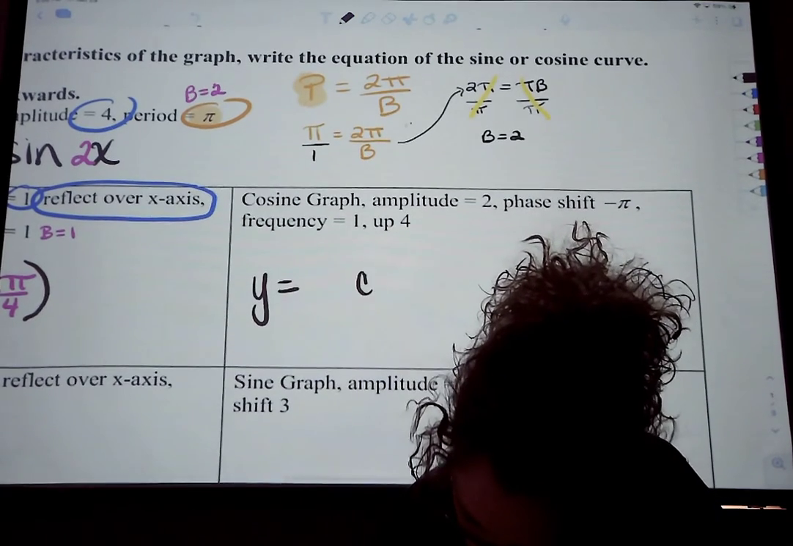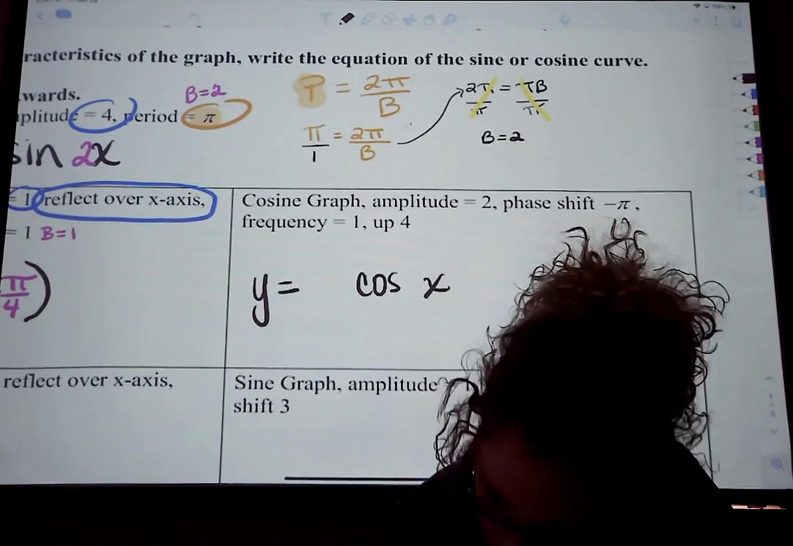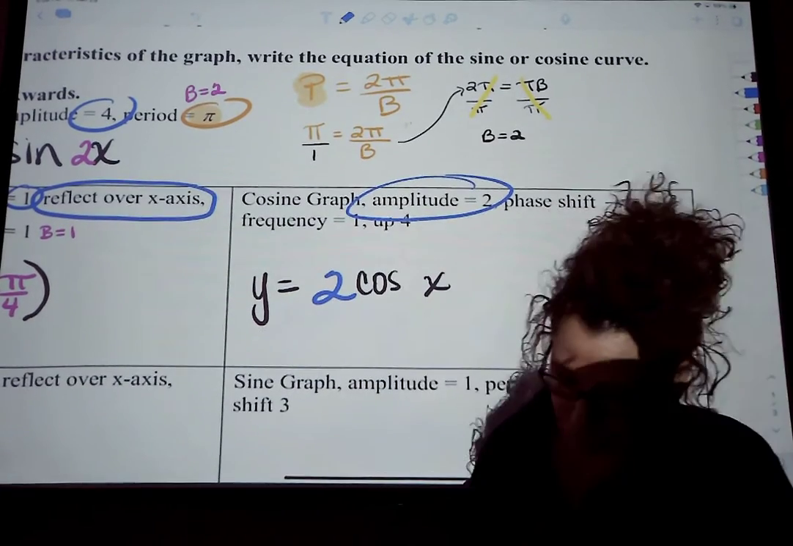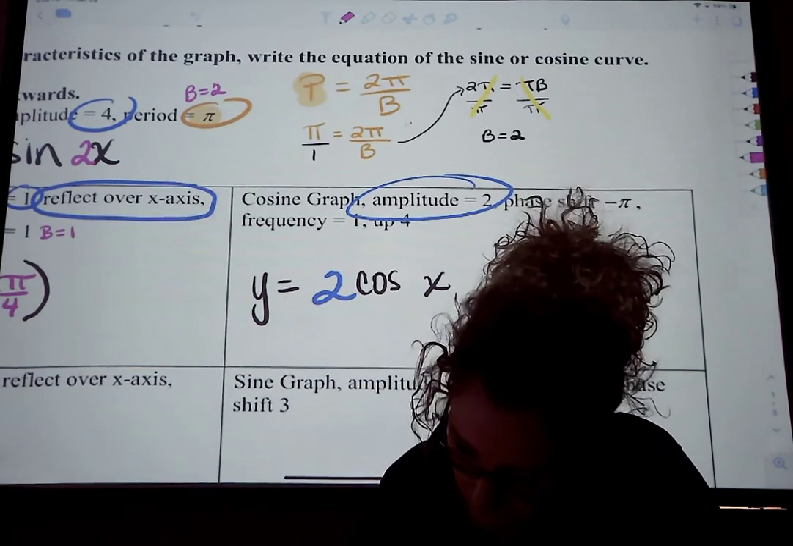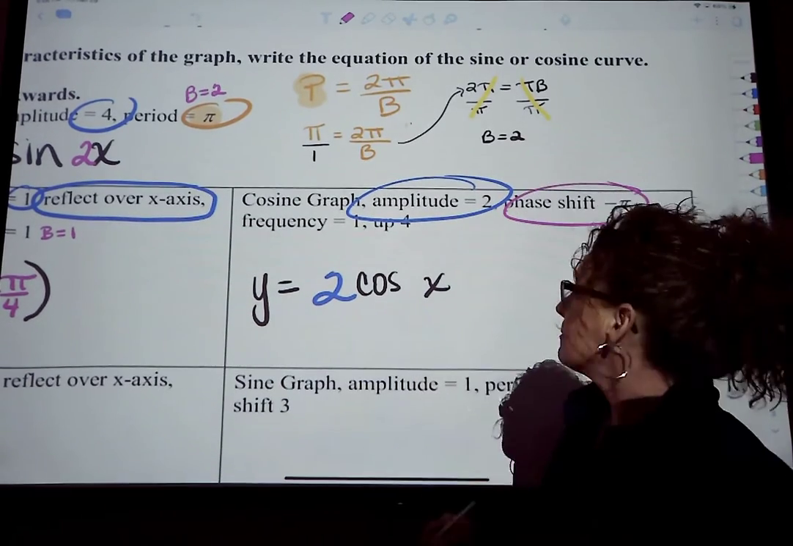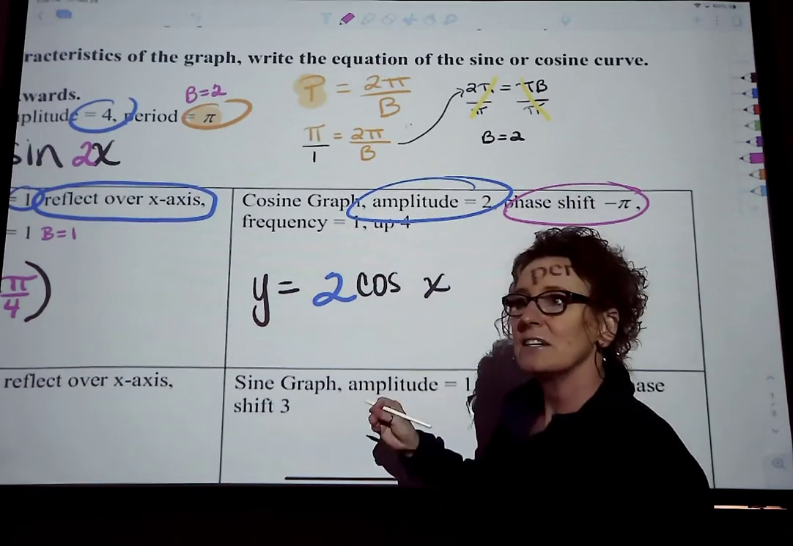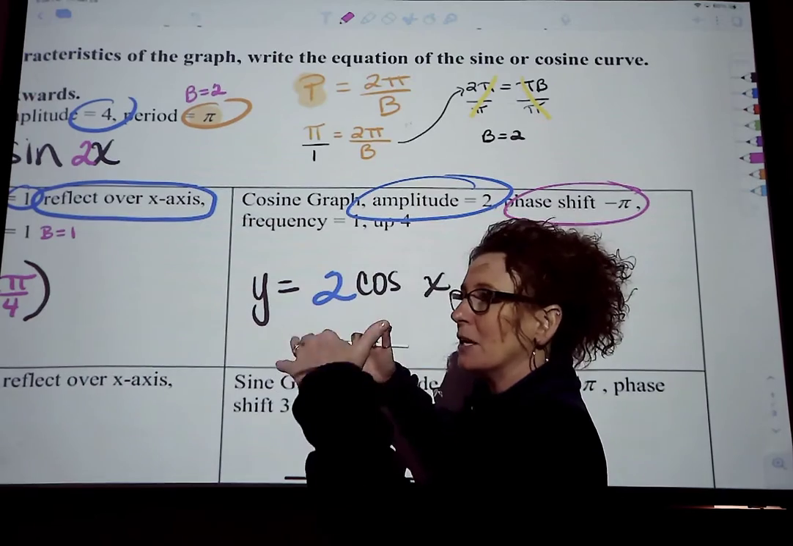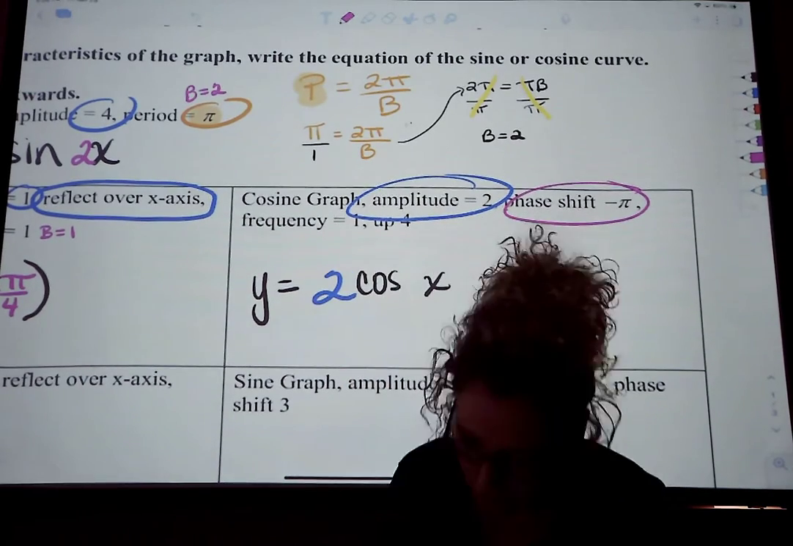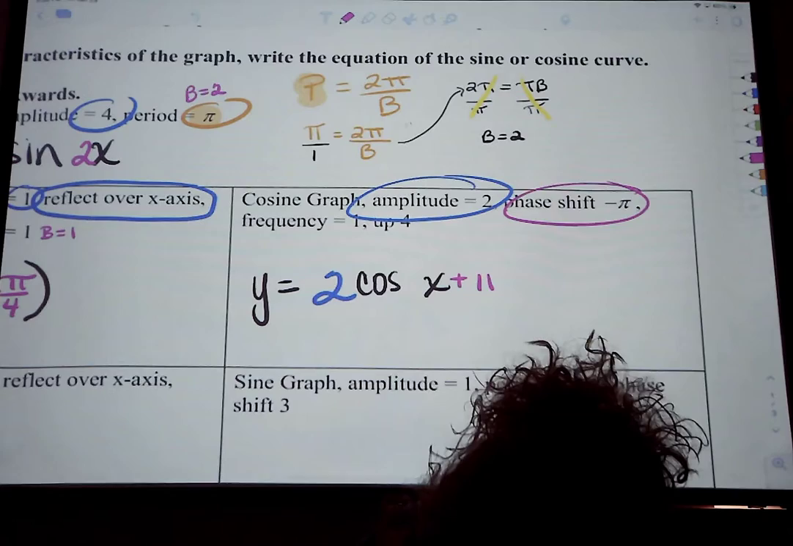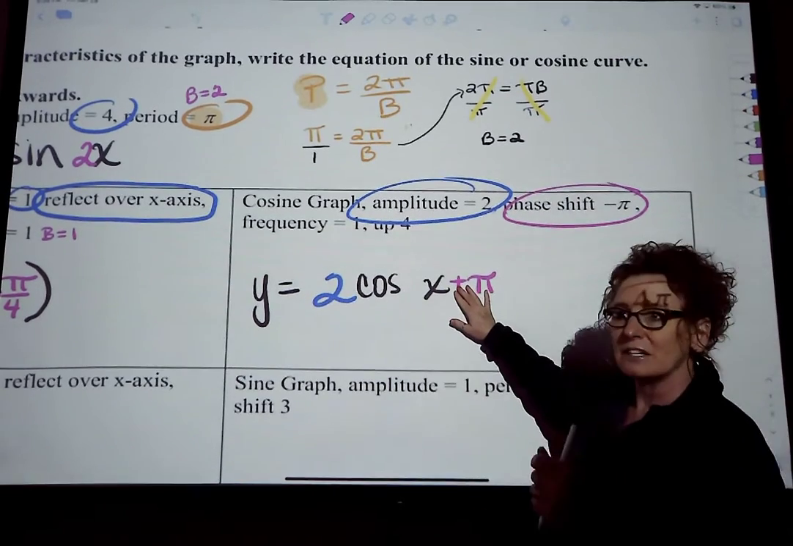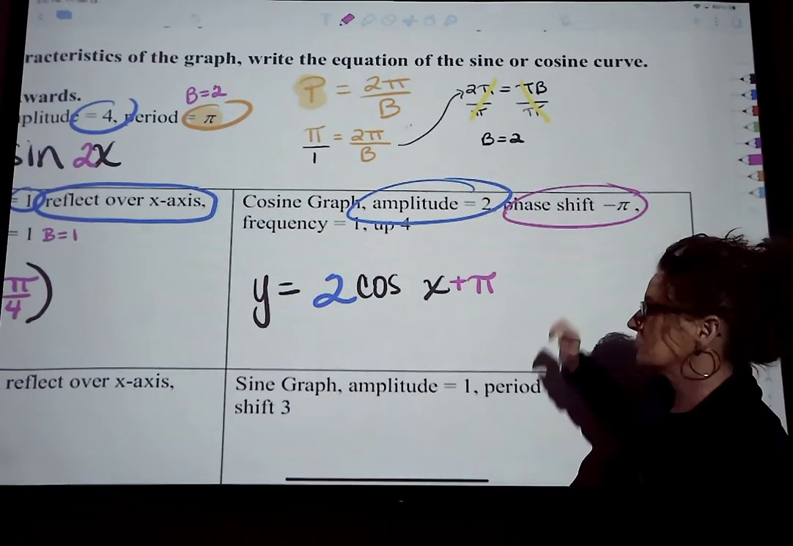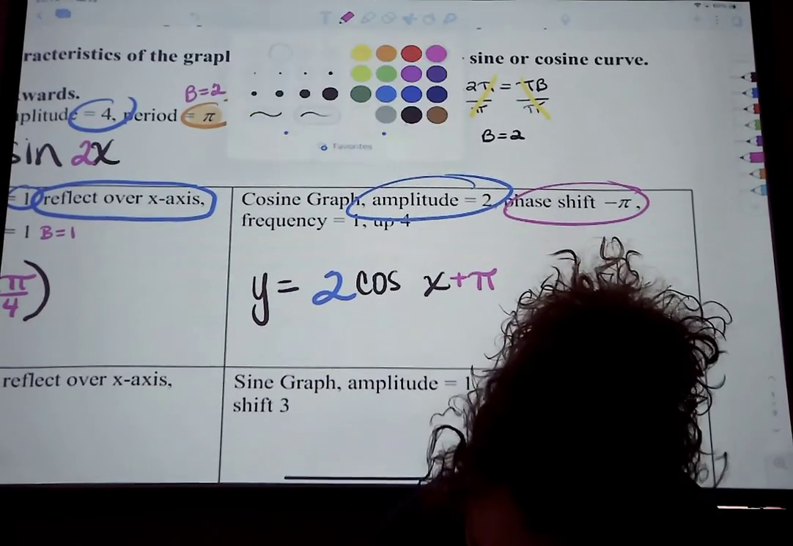Y equals cosine. There's going to be an X in there. The amplitude is 2. Got to have it. Phase shift. So this is talking about a phase shift in the negative direction. This is verbally telling us which way it's going. How do you translate that and put it into an equation? You're going to do this. This represents a shift in the negative direction. And this matches the verbal description. So you're going to have parentheses around that.